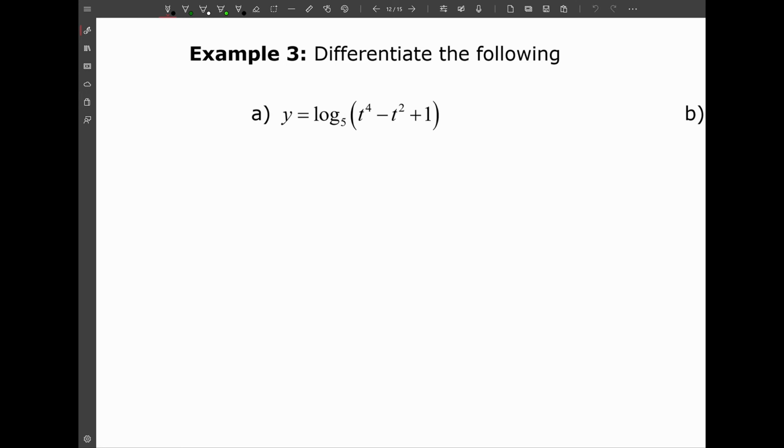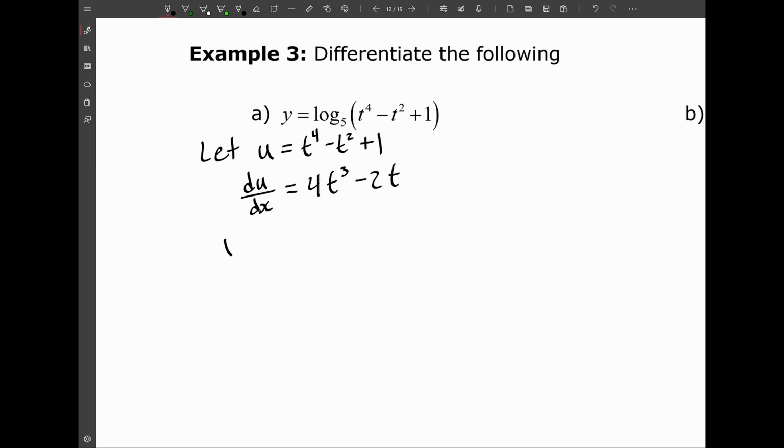Next, we've got y is equal to log base 5 of (t to the power 4 minus t to the power 2 plus 1). Okay, this isn't a natural logarithm anymore, so it's a little different, but the process is the same. First, we'll set our u, which is t to the power 4 minus t squared plus 1. And again, a lot of you will drop the step where you actually assign u, but it's really good practice because we're going to need it when we get to integrals. This means du dx is 4t cubed minus 2t.